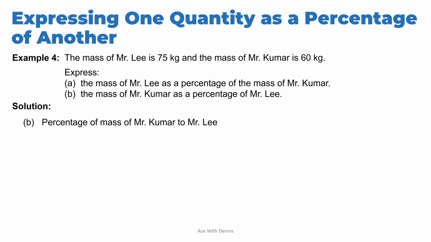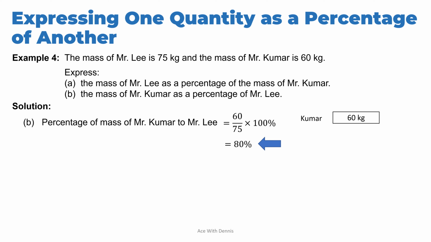For B, the percentage of mass of Mr. Kumar to Mr. Lee. Now, for this case, the mass of Mr. Lee is used as the reference quantity. So the calculation will be 60 over 75 times 100%, and it equals 80%. So to illustrate this percentage, we can show it on the bar model.